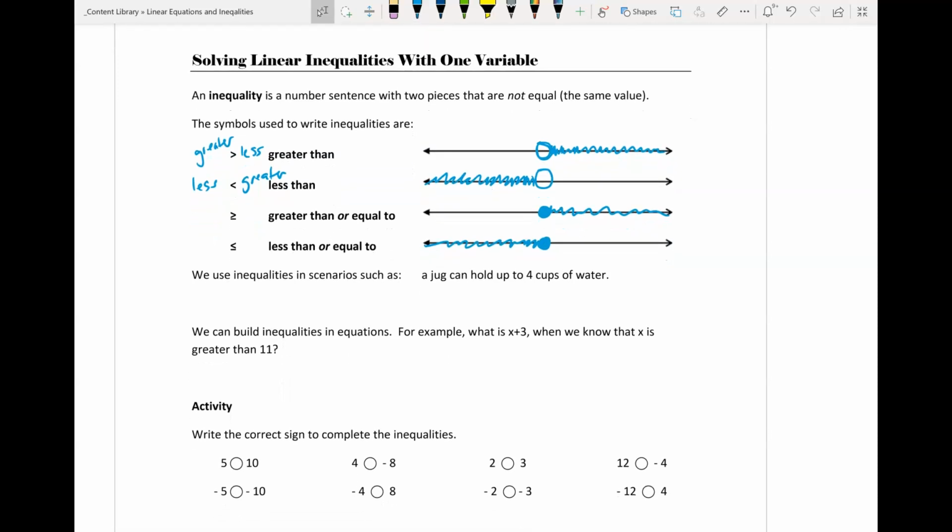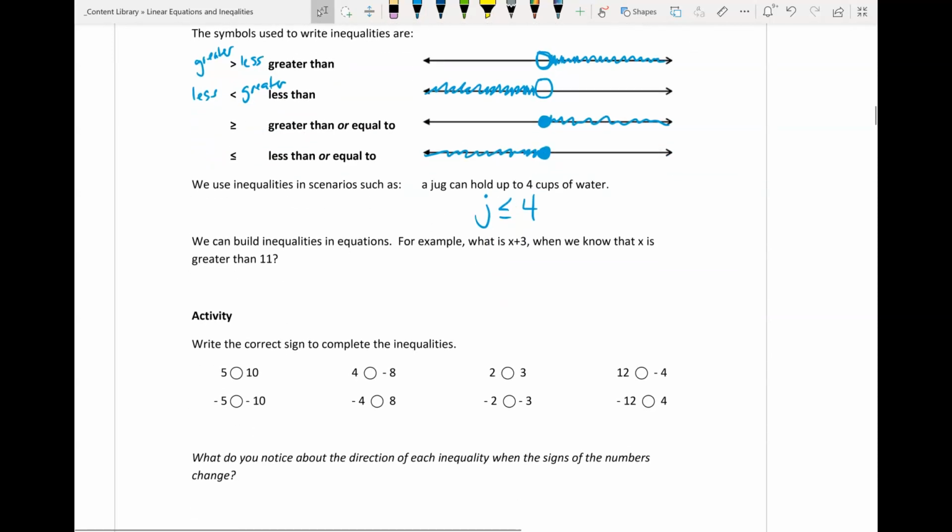We can also use inequalities in scenarios such as a jug can hold up to 4 cups of water. J can represent our jug, and it can hold up to, but not more than, 4 cups of water. So the jug is less than or equal to the 4 cups of water. We can also build inequalities into equations. For example, what is x plus 3 when we know that x is greater than 11? Coming from this sentence, we know that x has to be greater than 11.